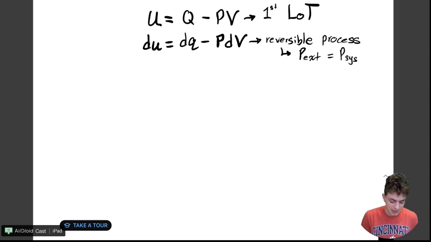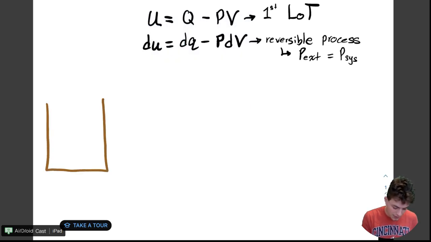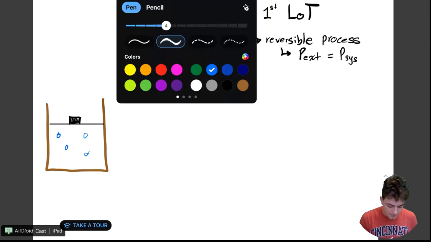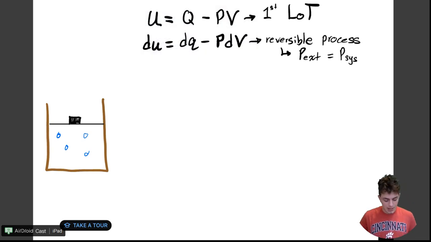Wonderful. So now, given these two terms, let's go ahead and define two processes that we can do on systems here. So first, I'm going to have some sort of container, and again, we're going to have some sort of movable boundary, for example, a piston, and inside we have some sort of ideal gas, right? Now, for this system, let's say we want to manipulate it isothermally. And we also would like to do that reversibly.